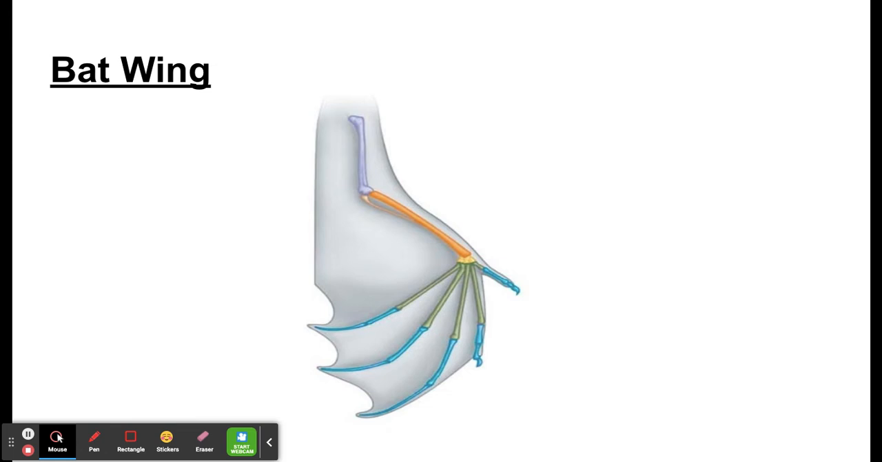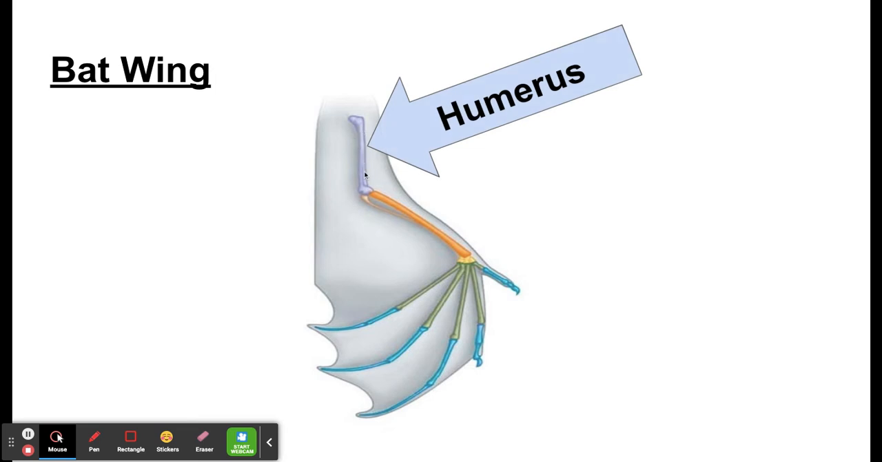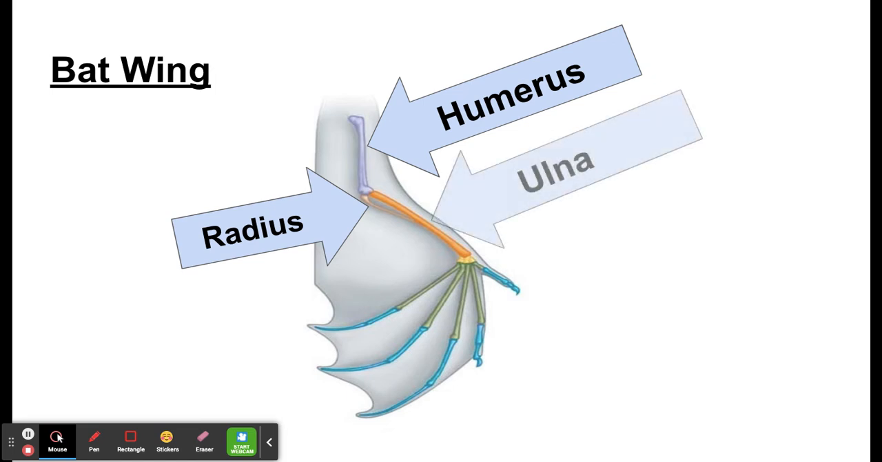Let's move forward. Now we're going to go to something even more strange, a bat. At the top, we got a humerus. Now, this might be hard to see because this one is so small, but look closely. You do have two side-by-side bones in this lower arm. You got the radius, you got the ulna. It's the exact same as all the other animals.